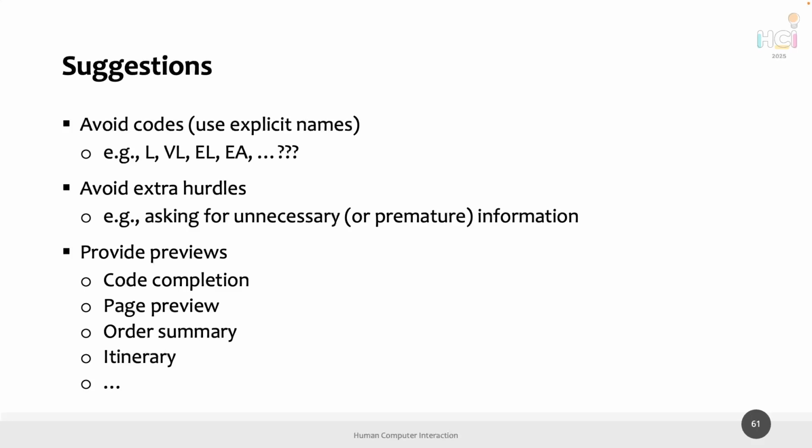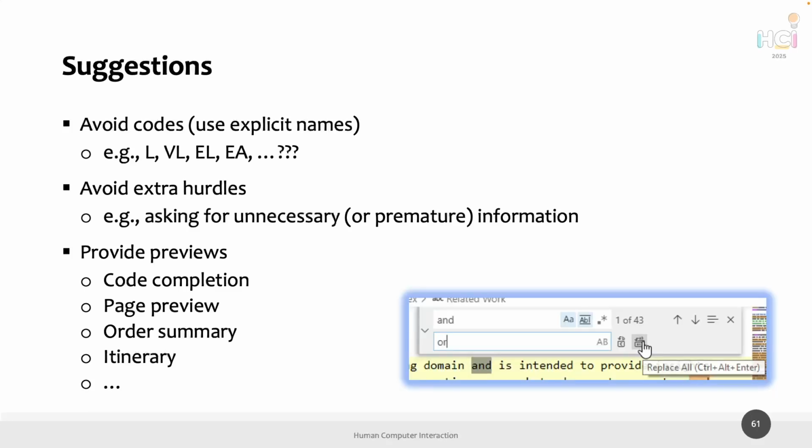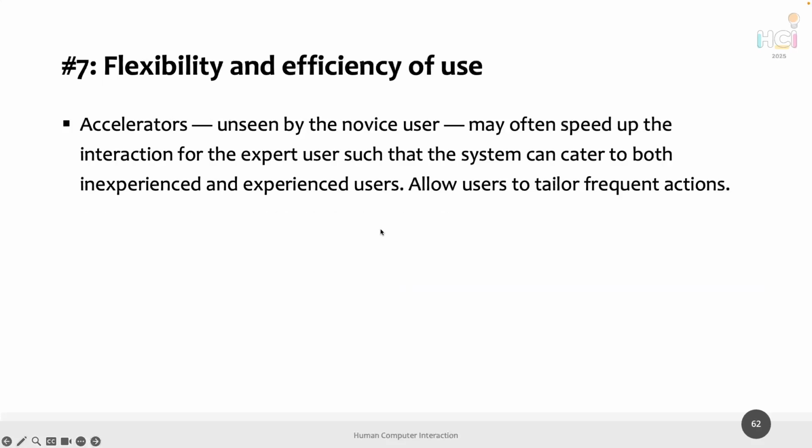So here are some very generic suggestions, but I think that it's quite clear. So it's important to provide preview, code completion, page preview, order summary, and so on. Number 7, flexibility and efficiency of use. This is mostly about accelerators that are unseen by novice users, but may often speed up the interaction for expert users. Can you provide an example of an accelerator? So it's something that simplifies the interaction for experts.